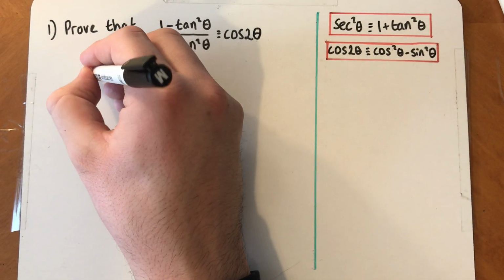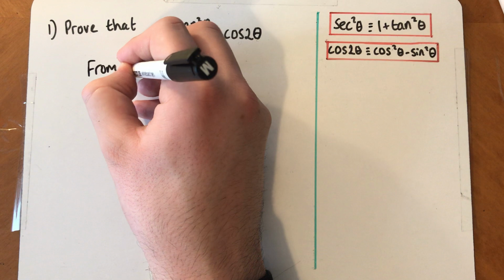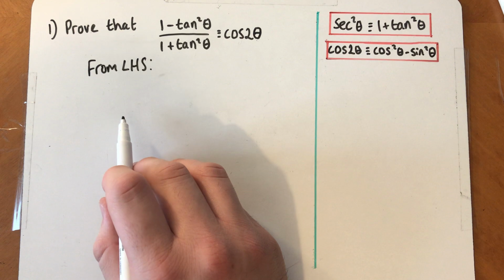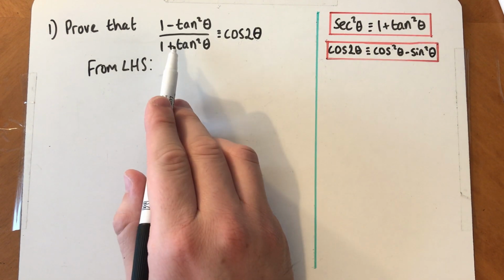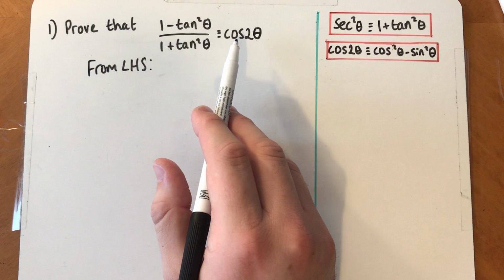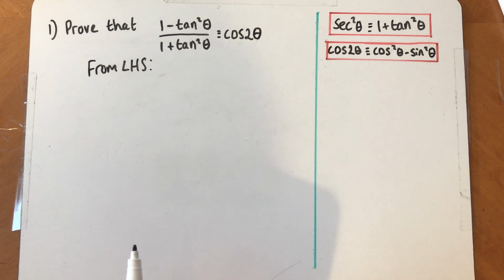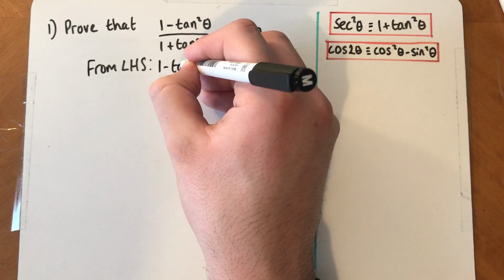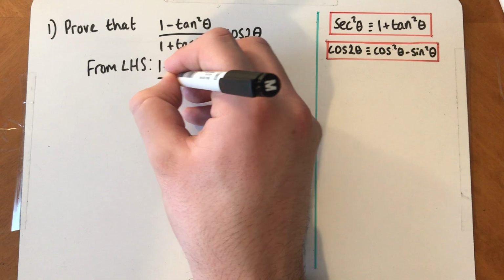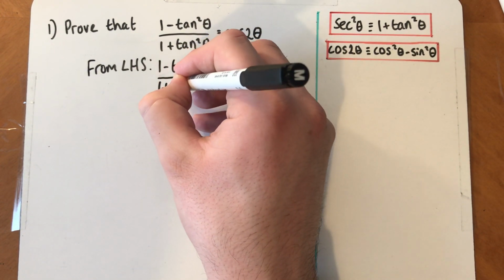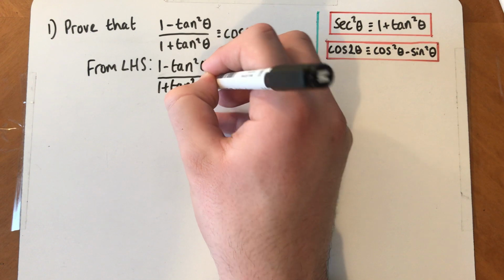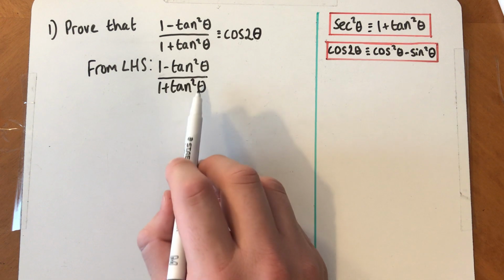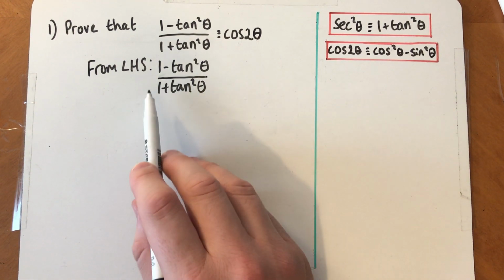The first thing I can write is LHS, which stands for the left hand side. This just shows the examiner that we're going to be starting from the left hand side and working our way to prove that this is identical to the right hand side. So I'm going to say 1 minus tan squared theta over 1 plus tan squared theta.